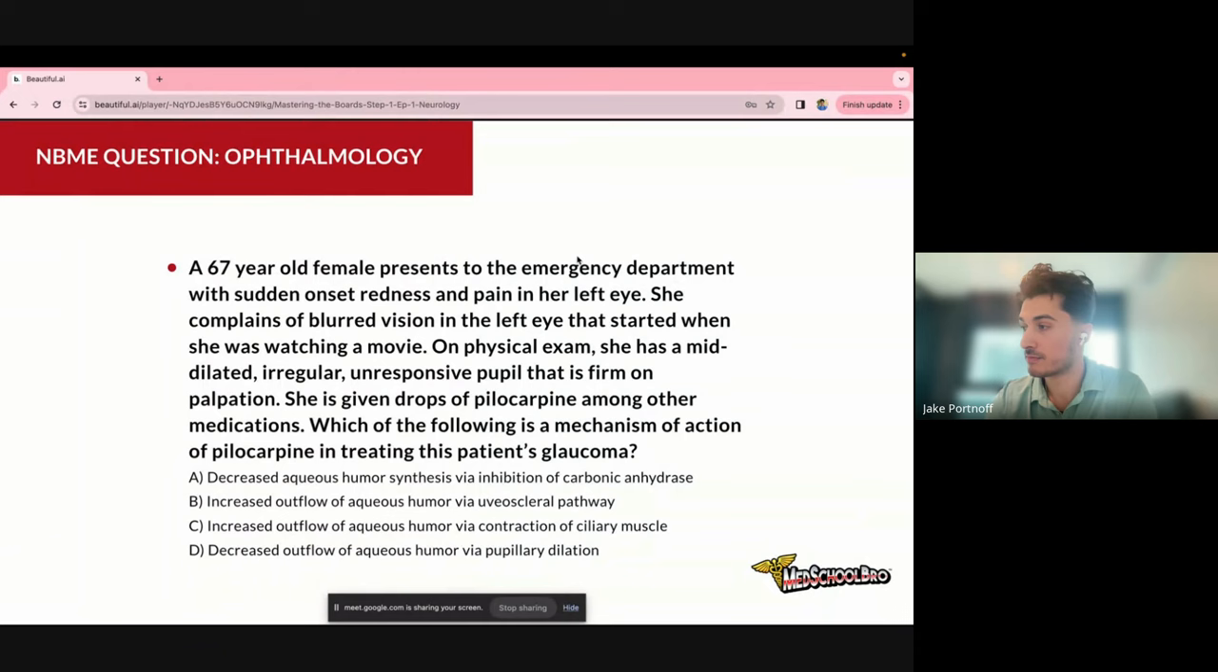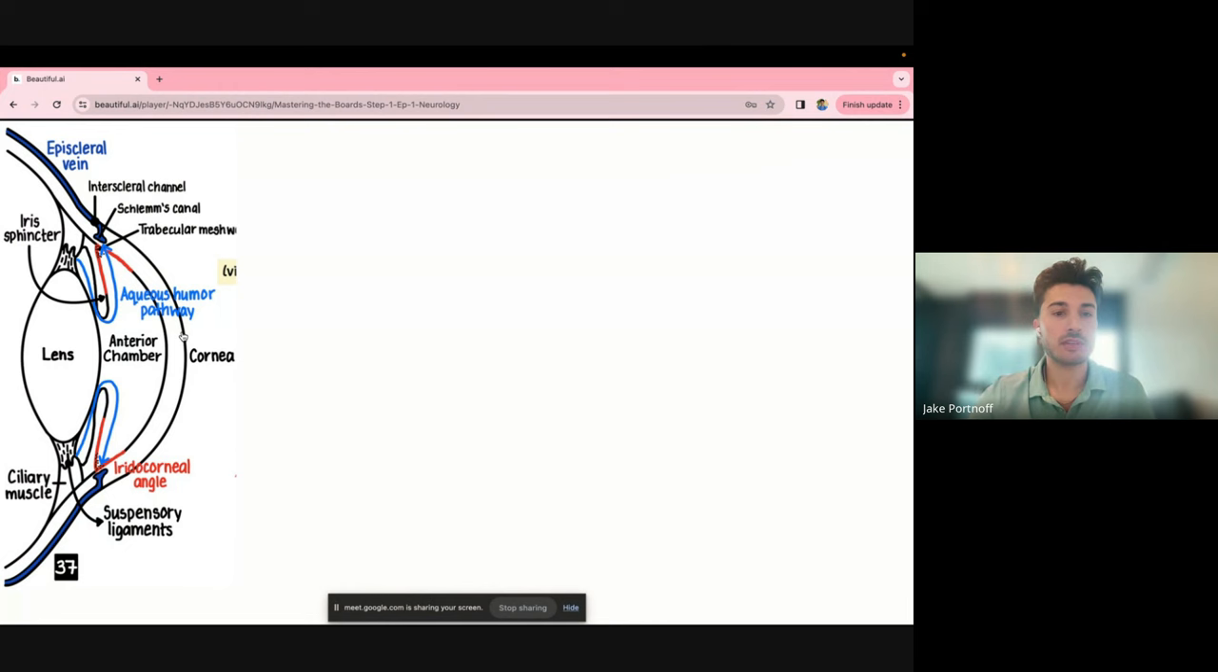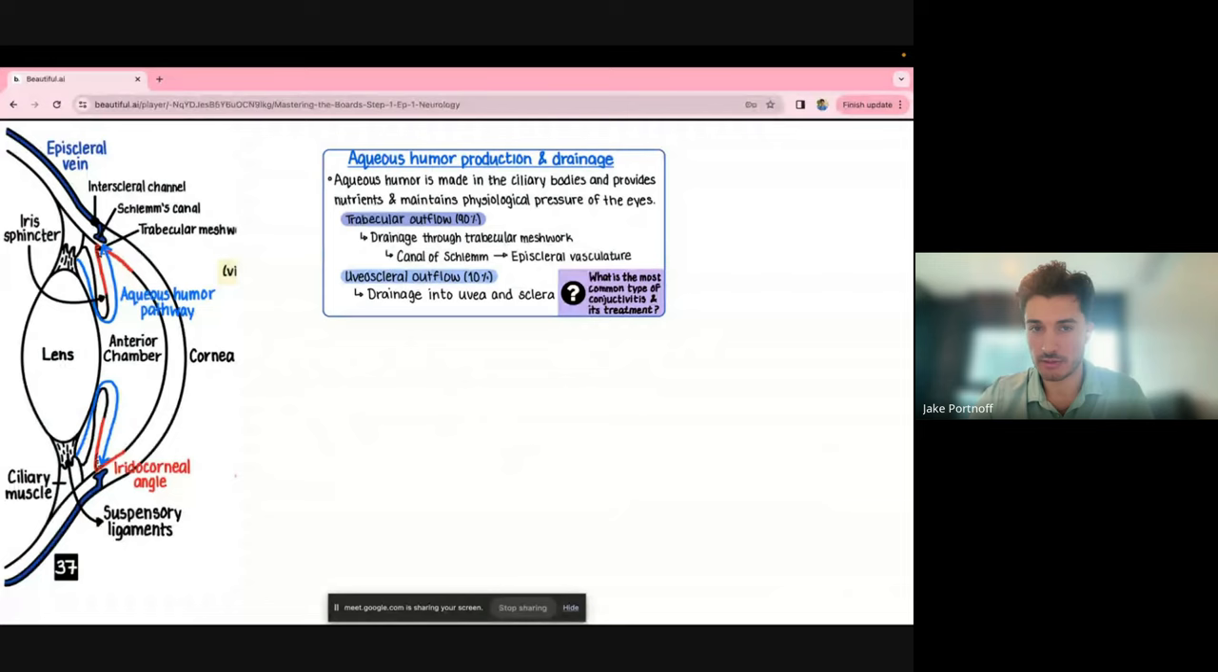I see some answers in the chat. I see some C's, and if you are saying C, you are absolutely correct. And this is where we're going to tie something really important in. Let's take a look at the eye. We know that in our eye, there are two main pathways that our aqueous humor can be drained out of. It can be drained through our trabecular meshwork, through the canal of Schlemm, which is predominantly where most of the aqueous humor is drained, but it can also be drained through our uveoscleral outflow tracts, which is through the uvea and sclera.